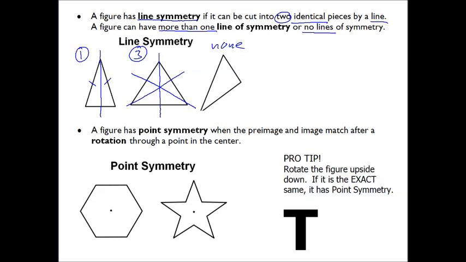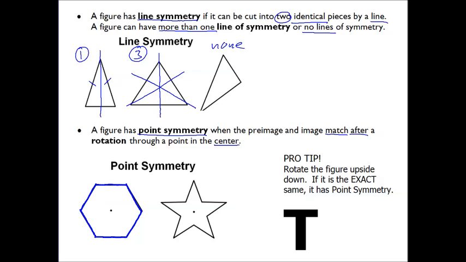A figure has point symmetry when the pre-image and the image match after a rotation through a point in the center of that object. Let's look at our first object here on the left, which is a regular hexagon, right? Remember? How can we find out if this one has point symmetry? Well, let me do this. Let's just trace our object, and then we are going to rotate it and see what happens.